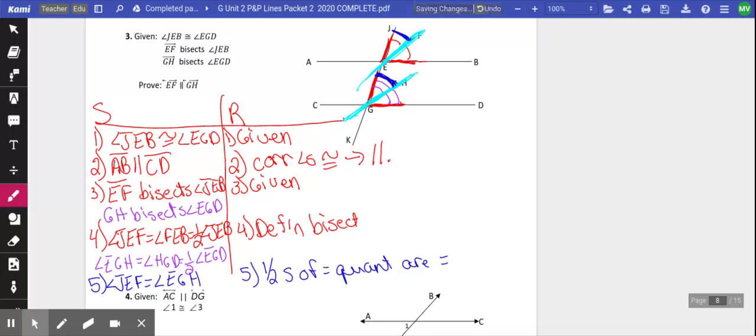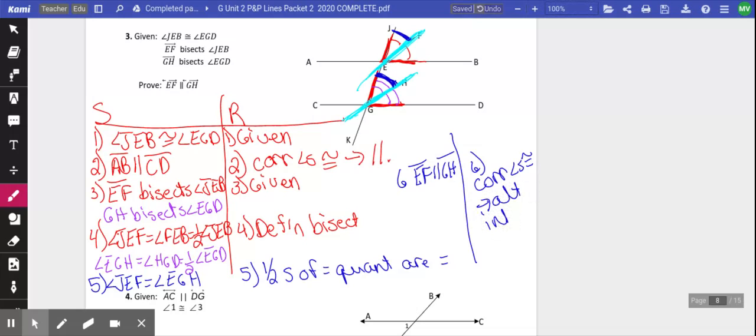And now why does knowing those blue angles are congruent tell me those lines are parallel? Because I know those lines are parallel now. And that's because corresponding angles congruent implies parallel. Okay, and there's that proof.